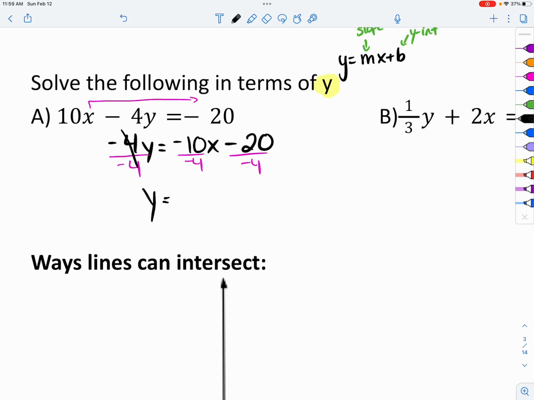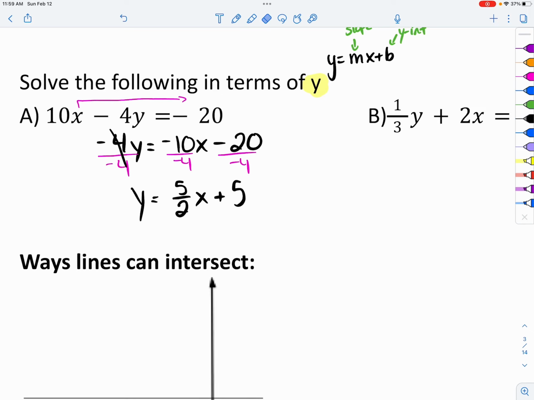-10 divided by -4 is actually a positive. 10 and 4 are both divisible by 2. -20 divided by -4 is actually a positive. So you get a +5. So 2 steps, we have a nice y equals mx plus b equation. So if you're going to graph it, you plot your intercept at 5, and then from there go up 5 over 2. Very easy to graph.